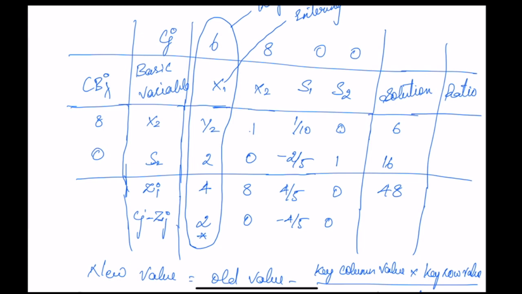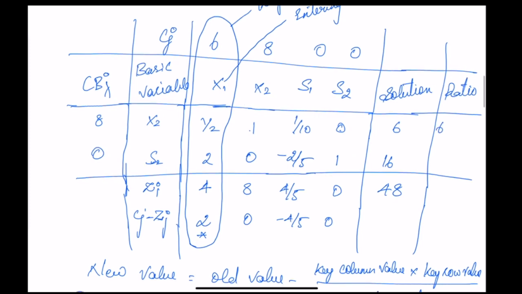So 6 divided by 1 by 2, or this can be written as 6 into 2, that is equal to 12. Next, 16 divided by 2, that is equal to 8.